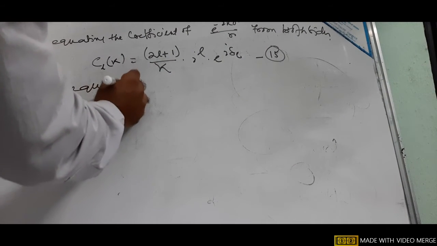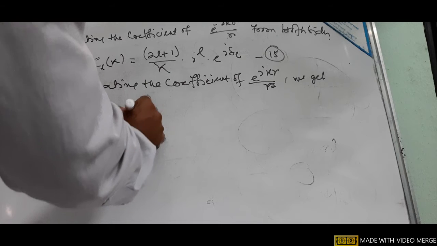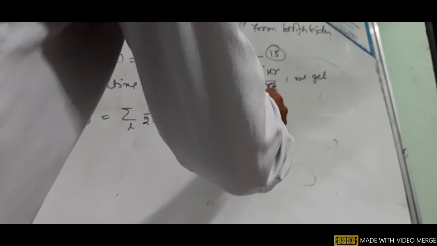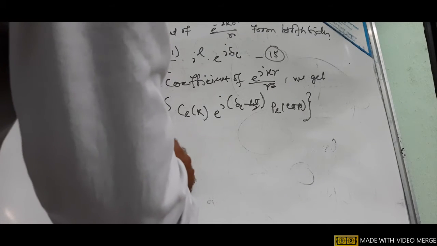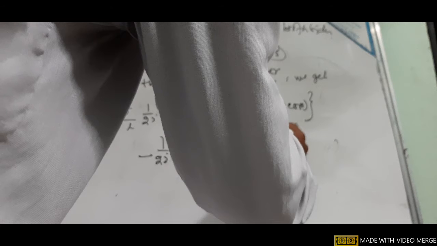And if we equate the coefficients of e to the power I k r by r on both the sides of equation 14, we get f theta equal to summation over L of 1 by 2 I, and then CL k e to the power I (delta L minus L pi by 2) into PL cos theta, minus 1 by 2 I k summation L (2L plus 1) I to the power L, e to the power minus I L pi by 2 into PL cos theta.